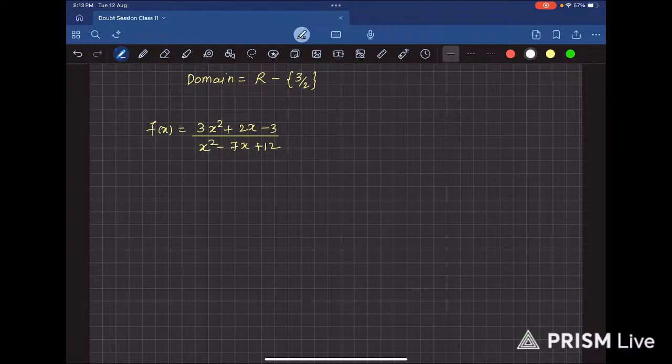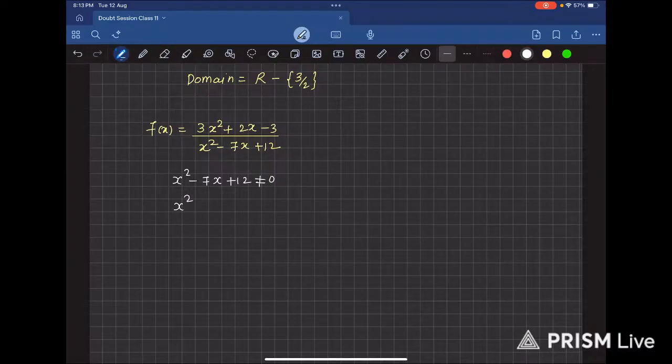इसके लिए आपको क्या करना है, the denominator will not take zero. So x square minus 7x plus 12 is not equal to 0. You cannot put the denominator as 0. Denominator is not equal to 0. Always remember, do not take denominator equal to 0.